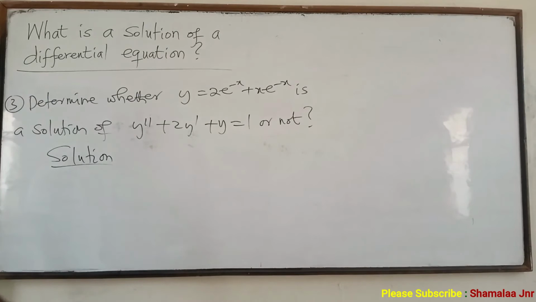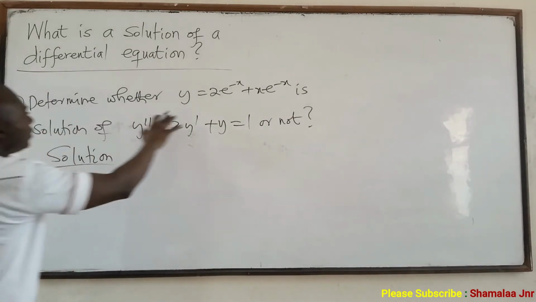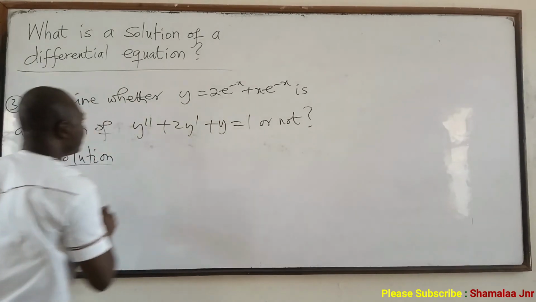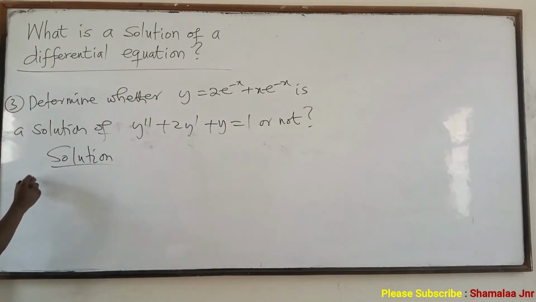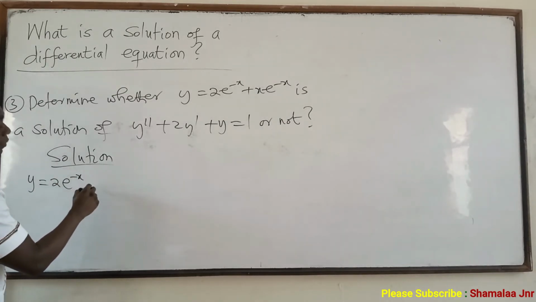So let's look at the solution. This is the last question under this. Okay. Now, y is equal to this. So let me write it. y is equal to 2 exponential of negative x plus x.